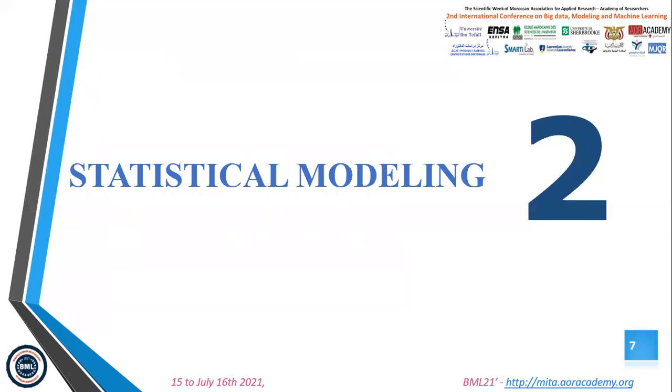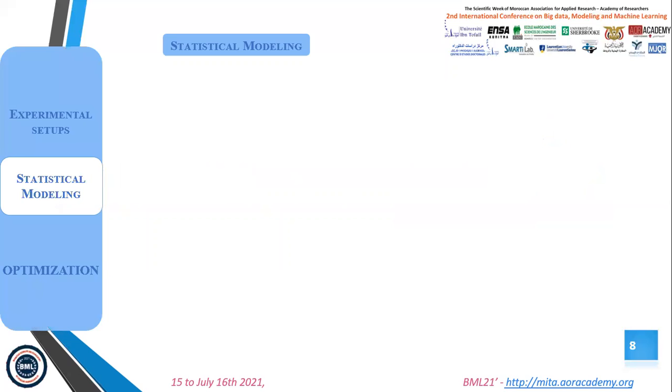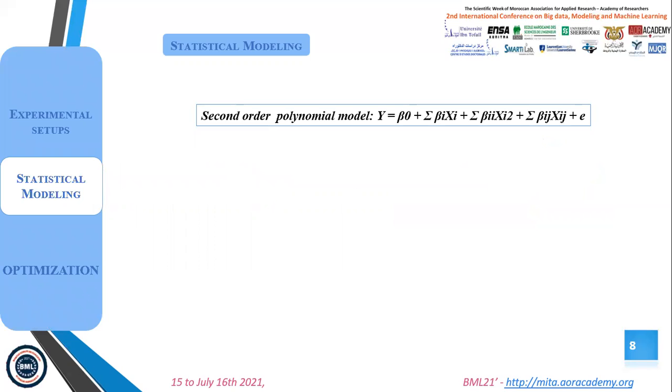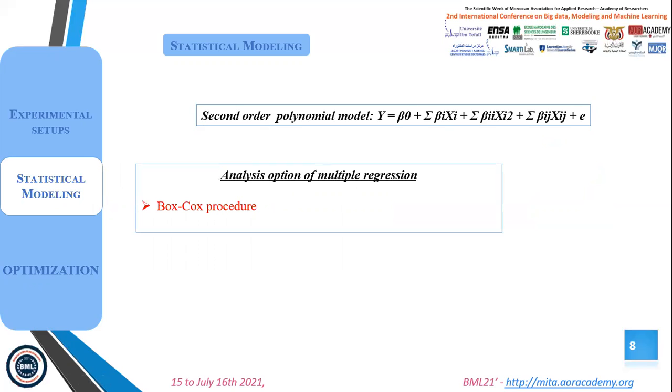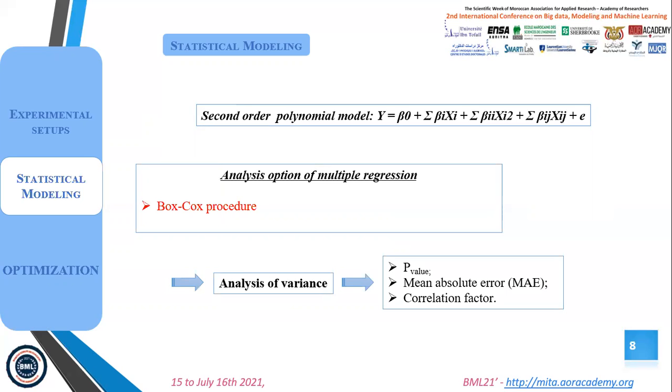Now we move to statistical modeling. To correlate between the dependent variable, in our case, the adsorption capacity, and the 3 independent variables, we used a second-order polynomial model established as follows. We performed the statistical modeling using Box-Cox procedure, and we analyzed it by analysis of variance based on 3 parameters: p-value, mean absolute error, and correlation factor.